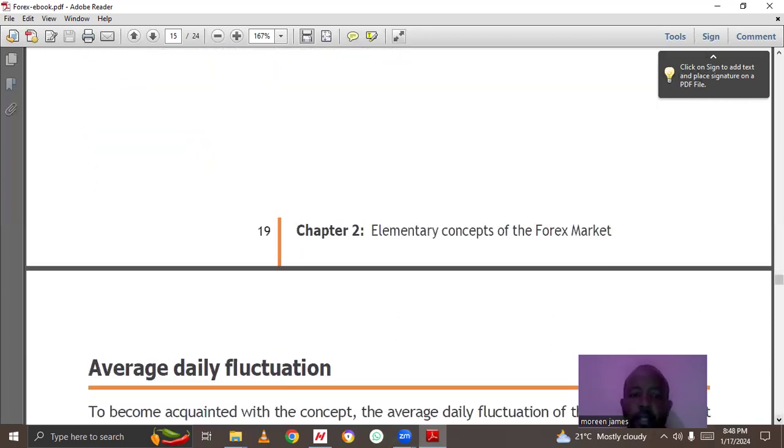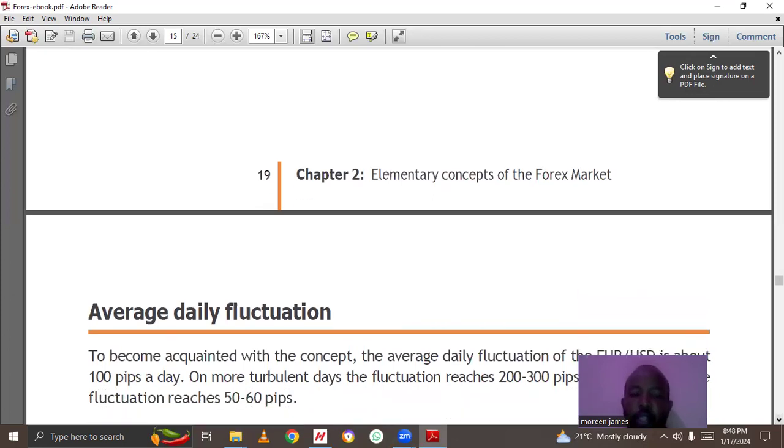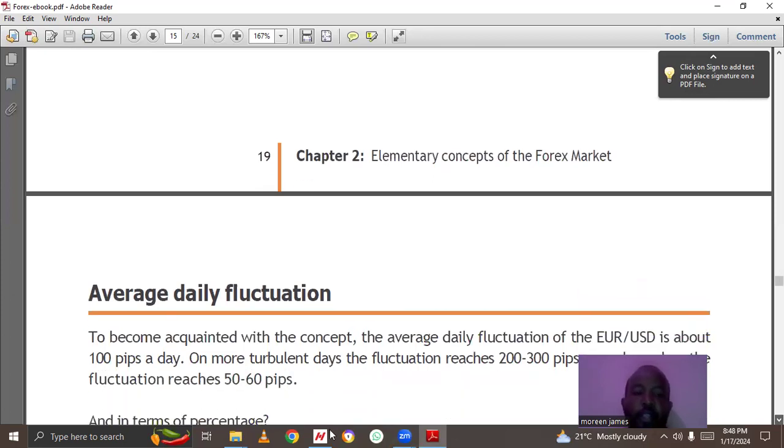Average daily fluctuation. We had talked about this yesterday. So every day there's always movement.